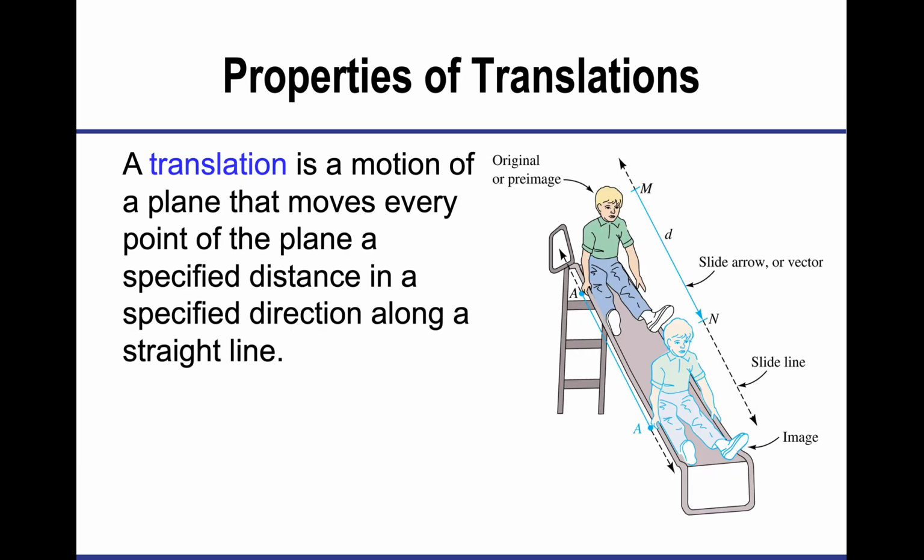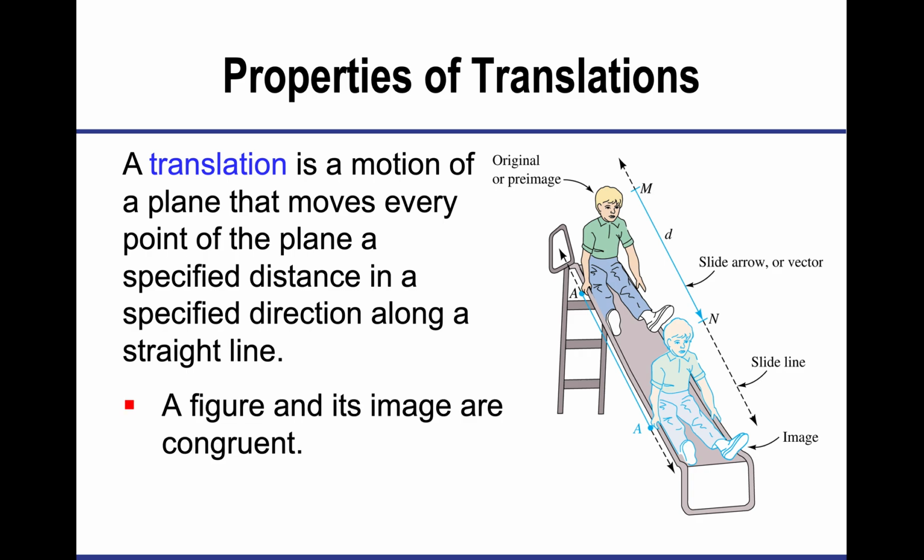So a translation is a movement. It's a movement of motion where every point shifts, kind of like when they go down the slide. If a child starts at the top of the slide, they're going to end at the bottom of the slide. They've just moved location. Nothing else has changed. The child's size hasn't changed. The object they're on hasn't changed. It's just a clear movement.